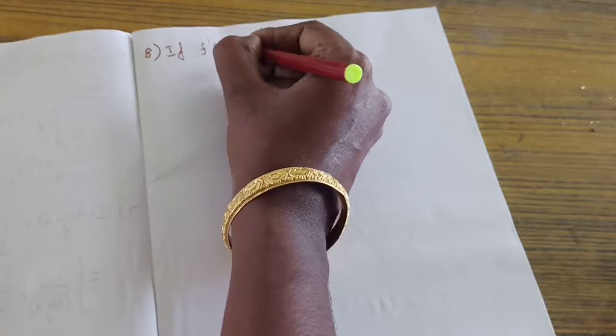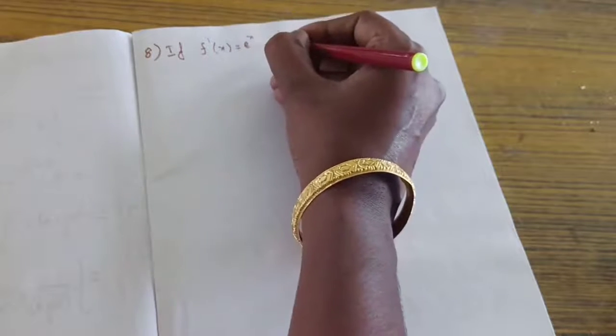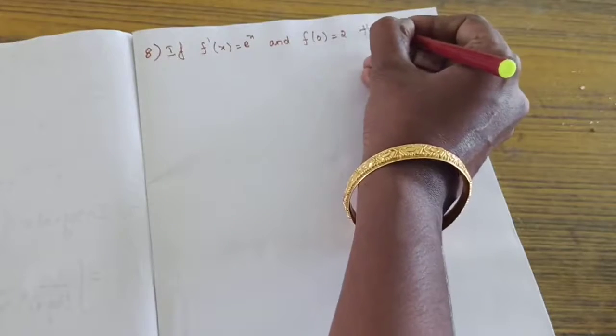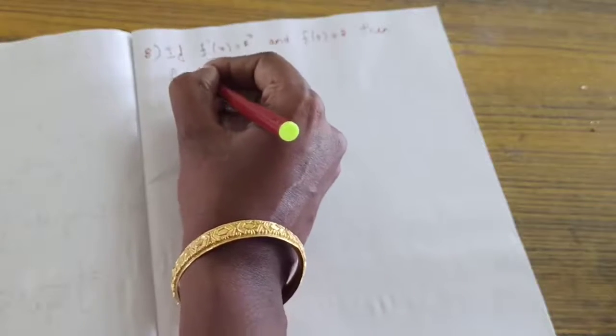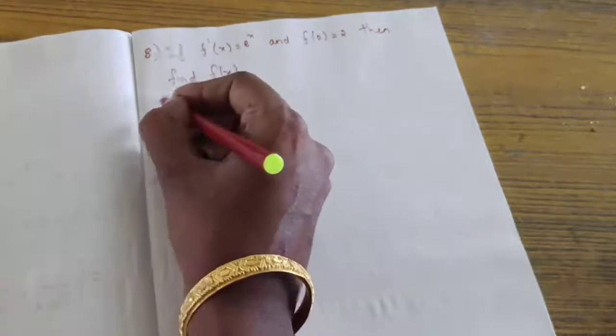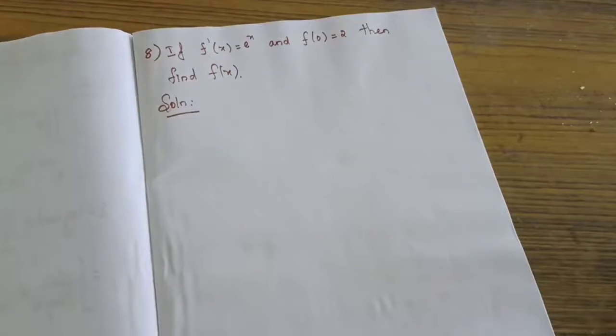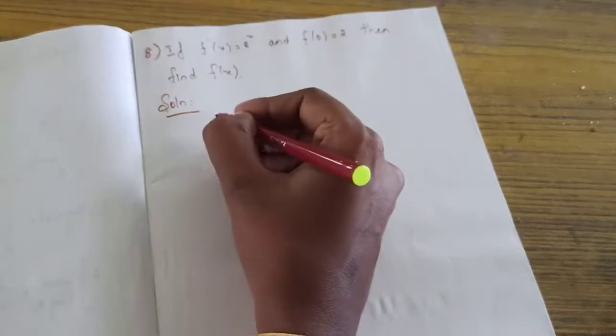If f dash of x is equal to e power x and f of 0 equals 2, then find f of x. Solution. In each and every exercise there is one problem. If you differentiate f of x, you will get f dash of x. If they give f dash of x and you need f of x, what will you do? We will integrate. So here we are going to integrate.